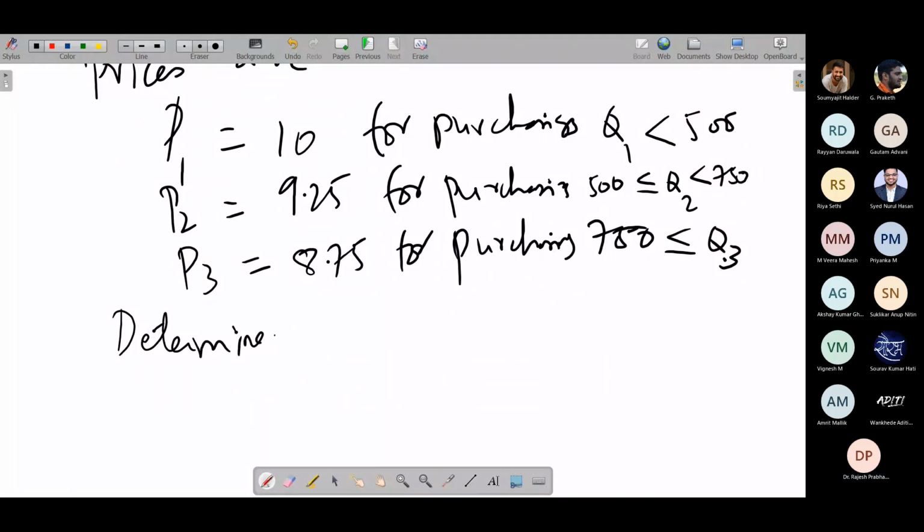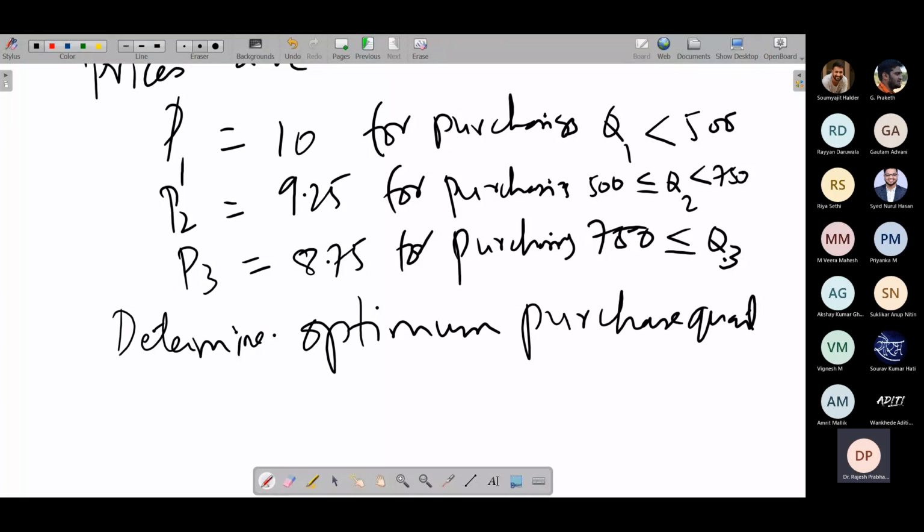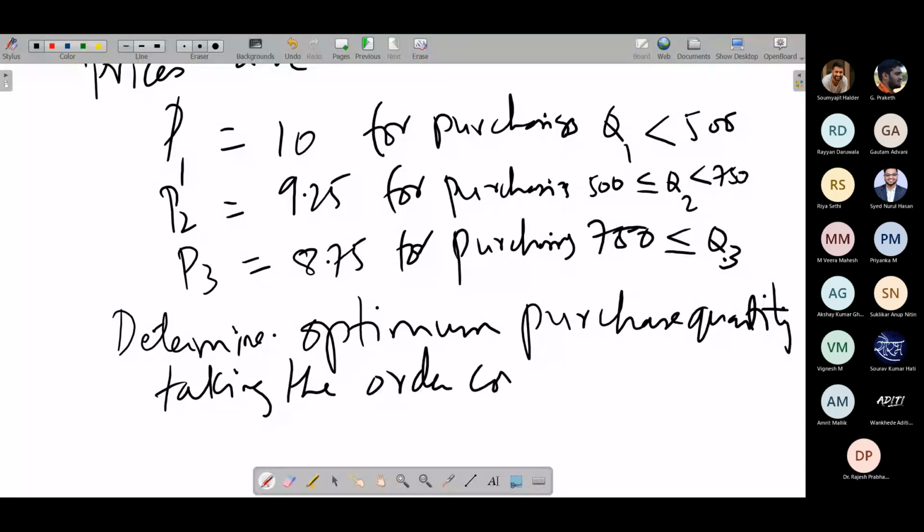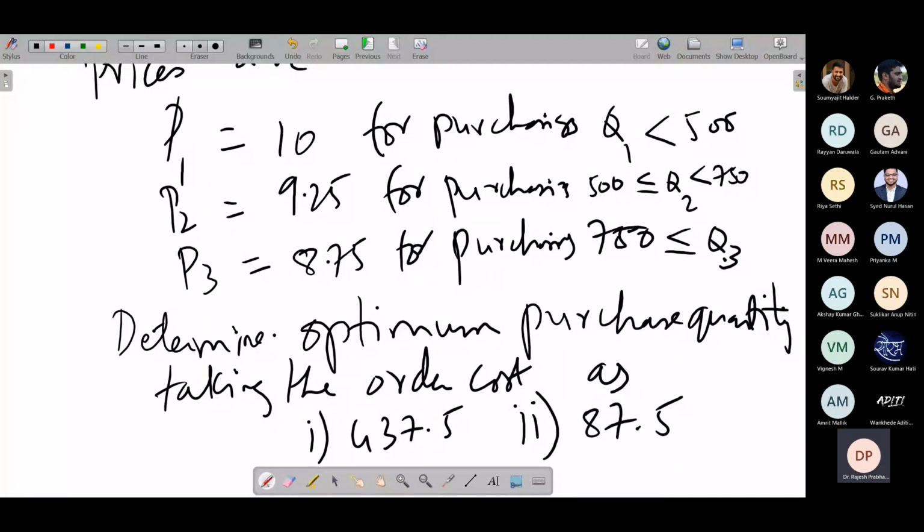Determine the optimum purchase quantity taking the order cost as 437.5 and 87.5. All right, all of you got the values?